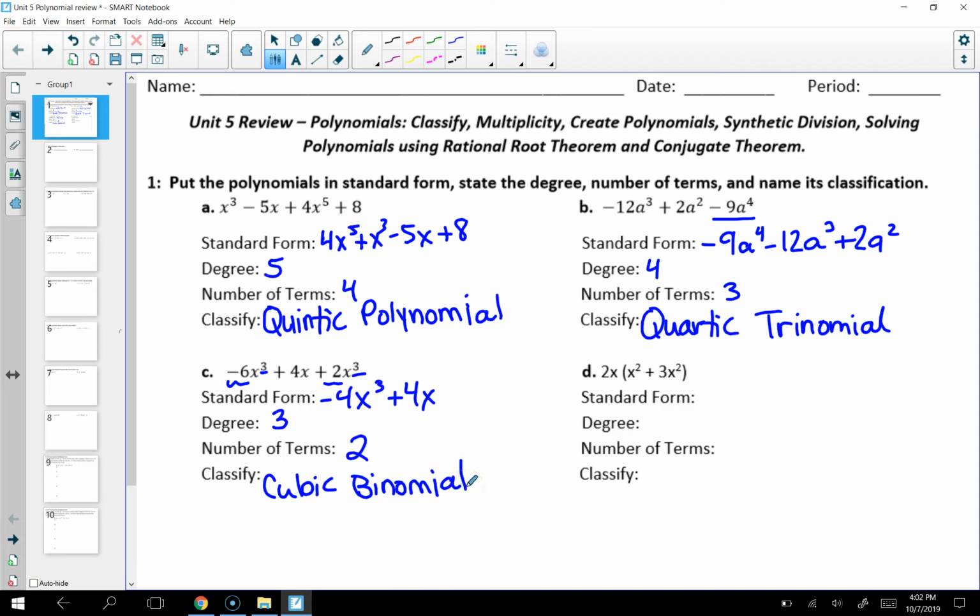Alright, last one. Standard form. Well, I'm going to distribute this guy first. So that's going to give me 2x cubed plus 6x cubed. And then those are like terms, so I'm going to put those together. 2 plus 6 gives me 8. This becomes 8x cubed. Our degree is 3. I only have 1 term, so this is going to become a cubic and then monomial.